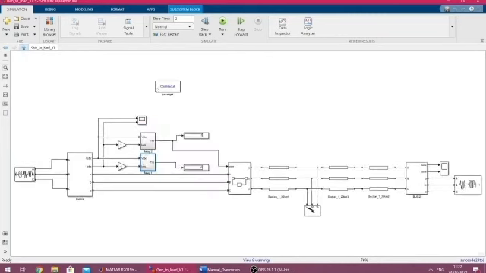So this is all about the performance of the directional relay, and we have reached the end of the second experiment.